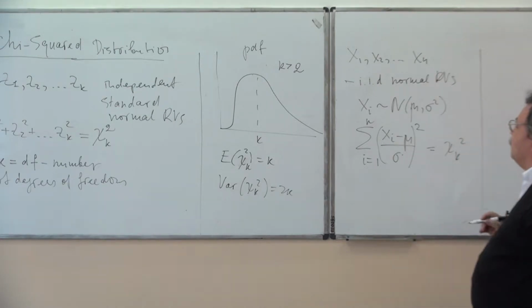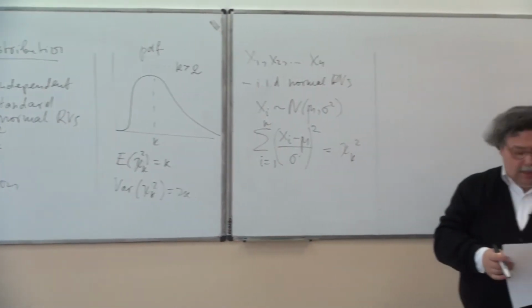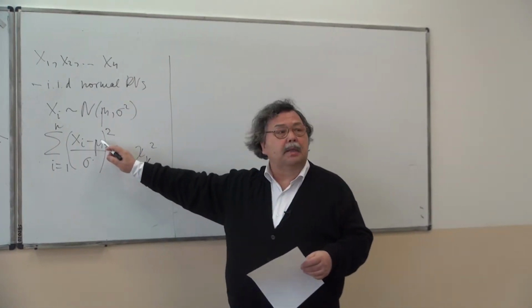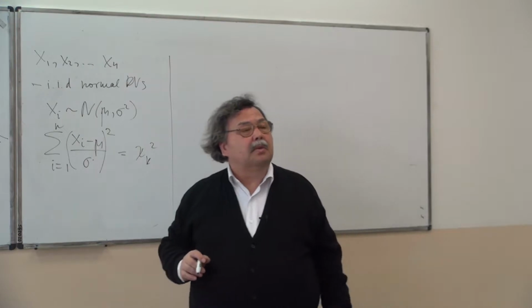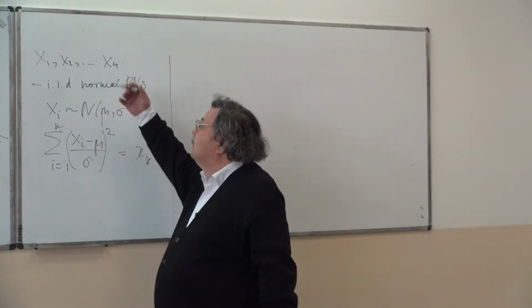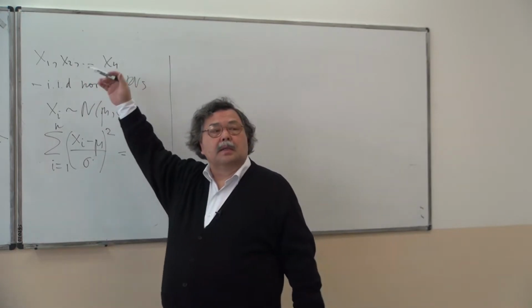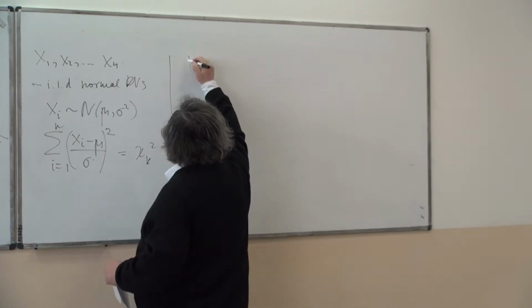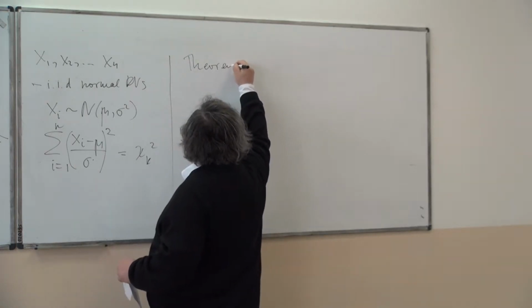Look at this. Suppose we substitute x bar for mu. Suppose we don't know mu and compute the average of this x1 to xn. What we get as a result is this, and it's an important theorem.